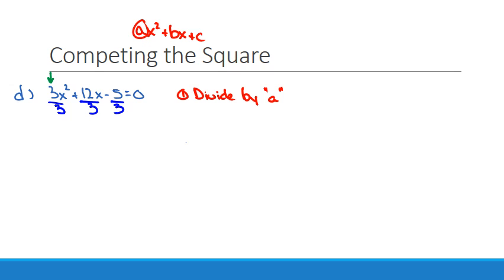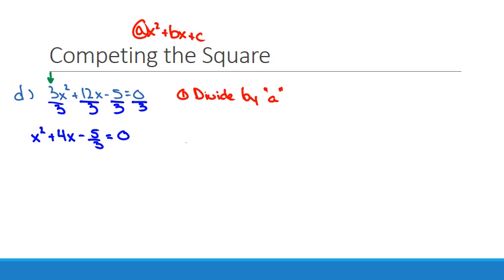Again, you can do a lot of things with equations. You just have to make sure that you're keeping both sides equal. So if I divide something by 3, that means I have to divide everything by 3. If I multiply something by 3, I have to multiply everything by 3. Okay, so I then get x squared plus 4x minus 5 over 3 equals 0 still.